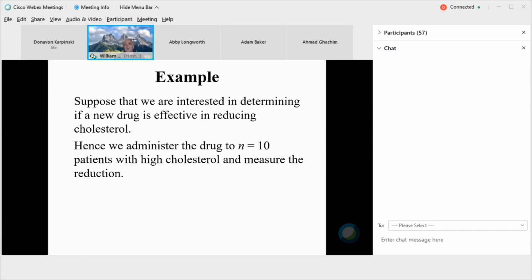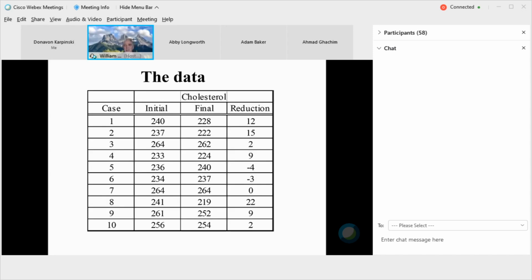An example: suppose we're interested in determining if a new drug is effective in reducing cholesterol. We administer it to 10 patients who have high cholesterol and measure the reduction. There are the initial measurements, the final measurements, and the reduction. We want to know whether the reduction is coming from a distribution that's located on the positive side, or the null hypothesis that it's located at 0. There are 2 negative values.